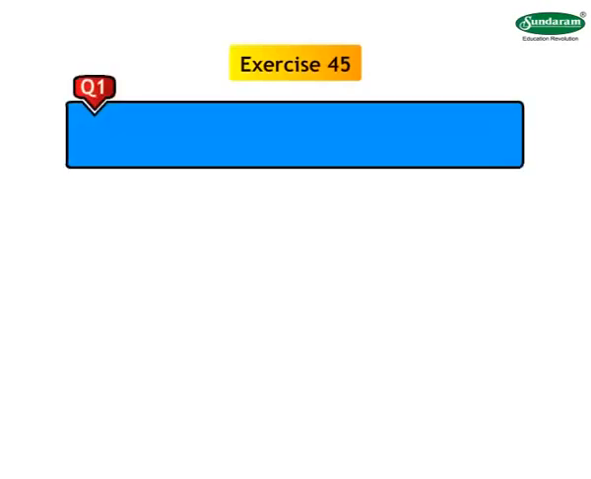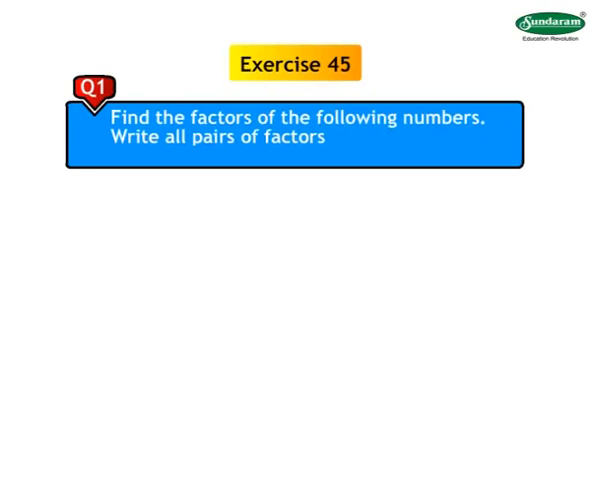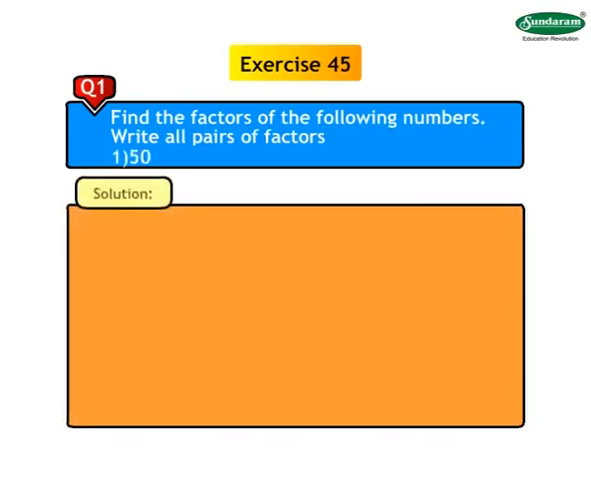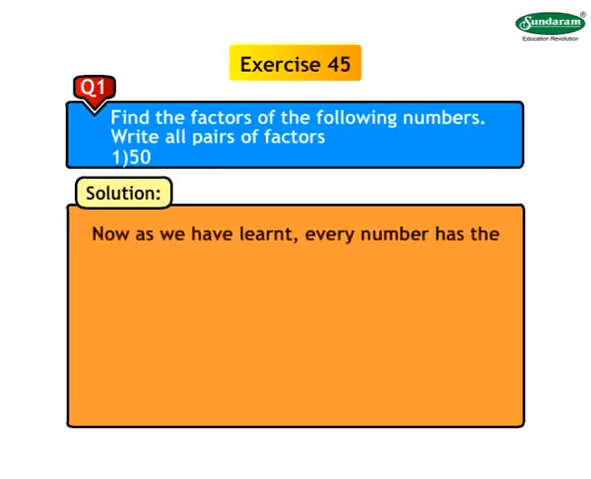Let us learn how to find factors of any number. Exercise 45. Question 1. Find the factors of the following numbers. Write all pairs of factors. 1. 50. Solution. Now, as we have learnt, every number has the number itself and 1 as its factor.